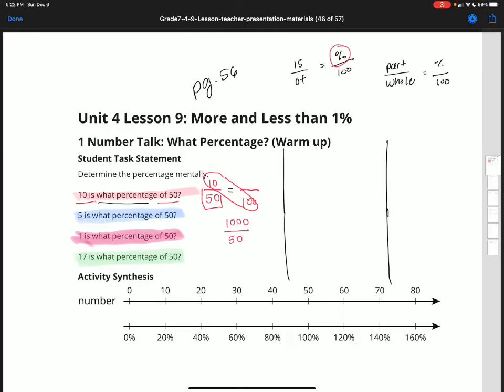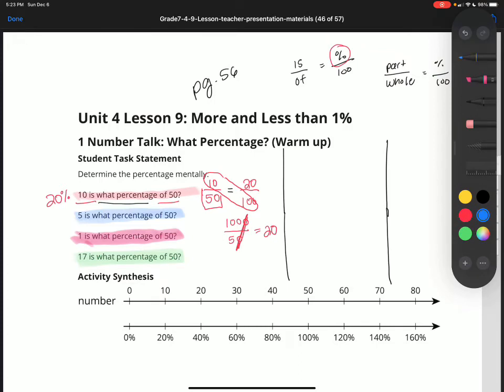So now I have my fractions, and if you know this trick, you could scratch out the zeros. Okay, so now we have 100 over 50, okay? Not 50, I'm sorry, 100 over 5. Okay, so 100 divided by 5 is 20, therefore 10 is 20% of 50. Okay? So now let's move on to the next one.